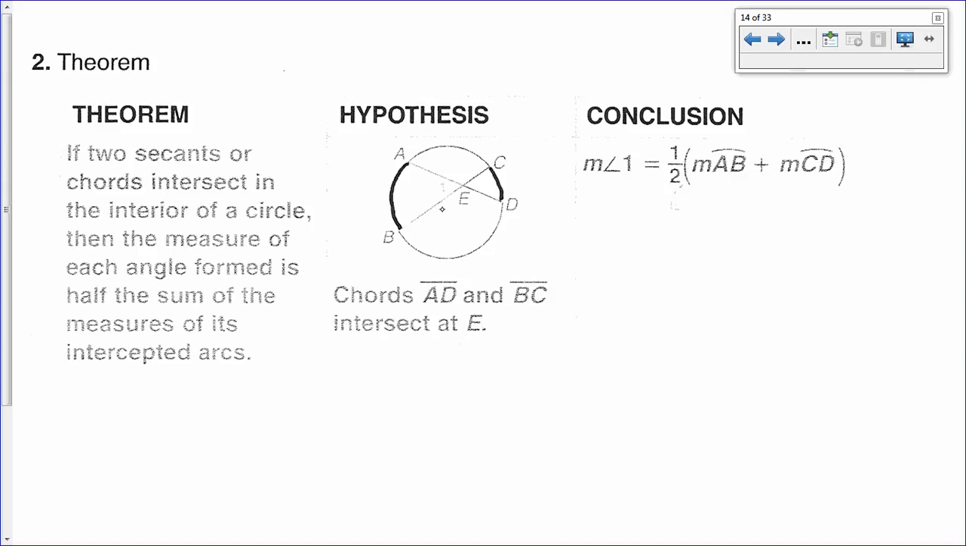If you have two chords, it creates these vertical angles here. Angle 1, and I'll just call this angle 2. Angle 1 and angle 2 would be congruent. The way you find the measures of these angles is you do half of the sum of the arcs. There are two intercepted arcs, AB and CD. You add those arcs and you take half. That will give you the angle in the middle.